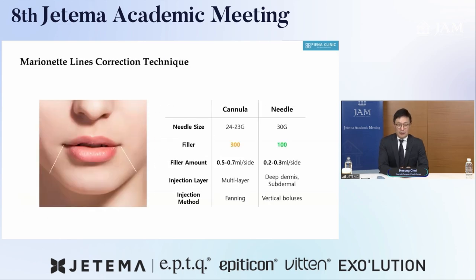And for marionette lines, I use both 300 and 100. When using 300, I mostly use a blunt cannula. And when using 100, I prefer to use a 29 to 30G needle, injecting into the subdermal plane. It depends on how deep the line or fold is. Usually the sharp lines are easily corrected by a sharp needle using 100. Sometimes I inject only 0.2 per side.